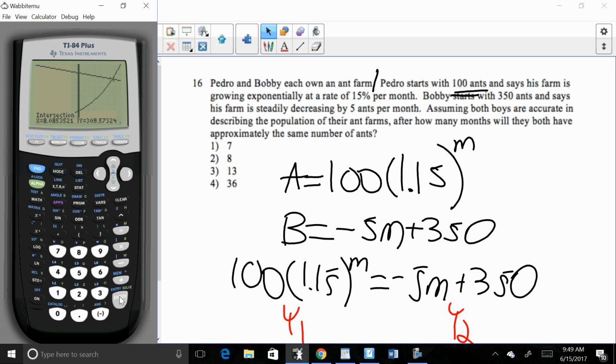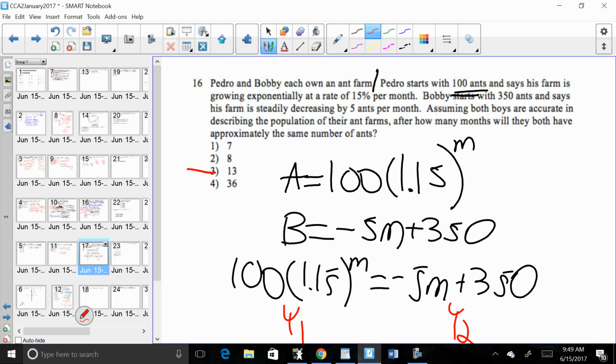I got my intersection. It's asking after how many months. Is months the x value or the y value? I don't know if I'm talking to my students or myself or people that are online. The intersection months is my x value, 8. 8 months.